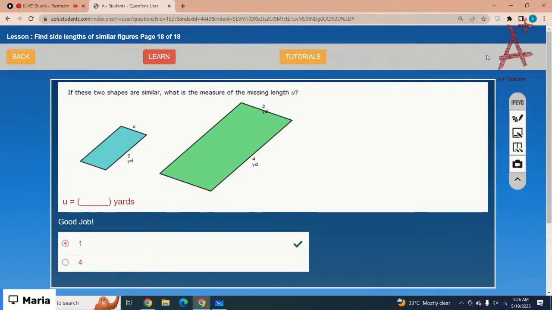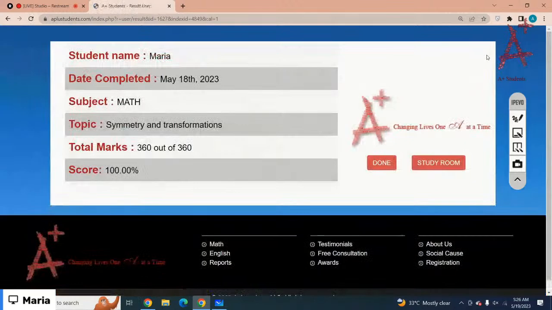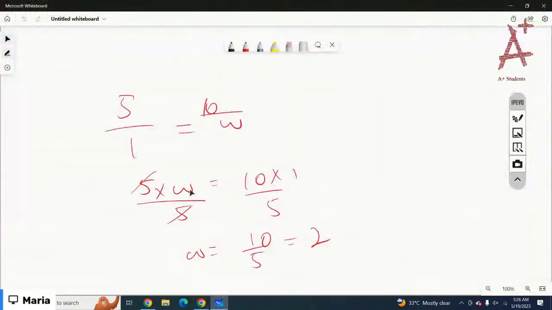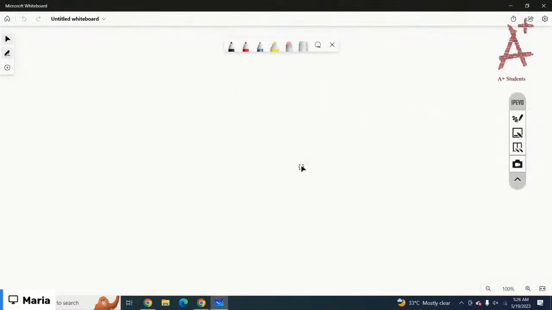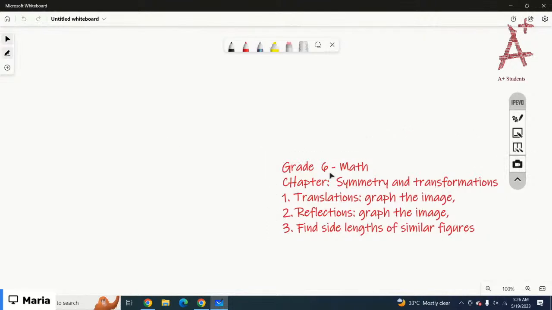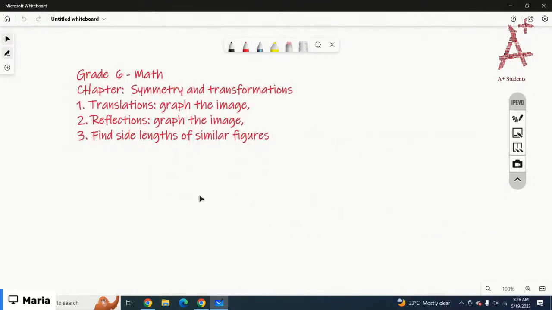Okay, we are done with the lesson. So we were working on grade 6 maths. The lessons we're working on are in the chapter symmetry and transformations. And the lessons we have covered today are translations, graph the image, reflections, graph the image, and find side length of similar figures.